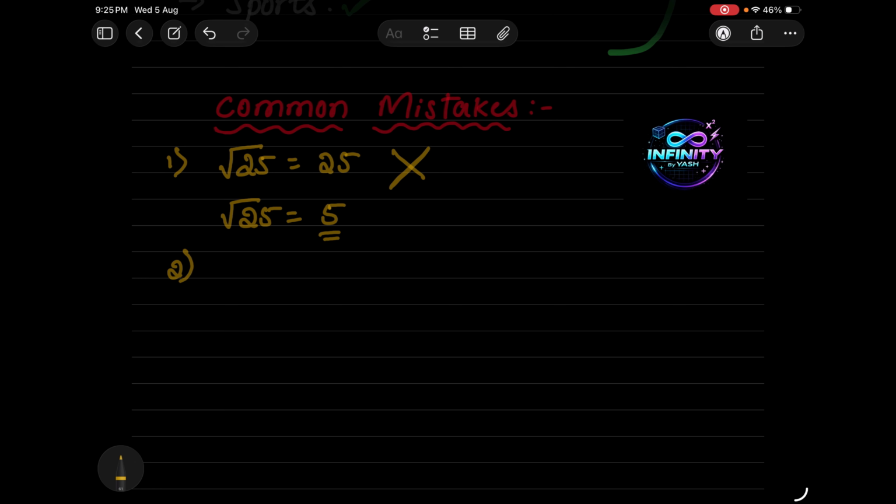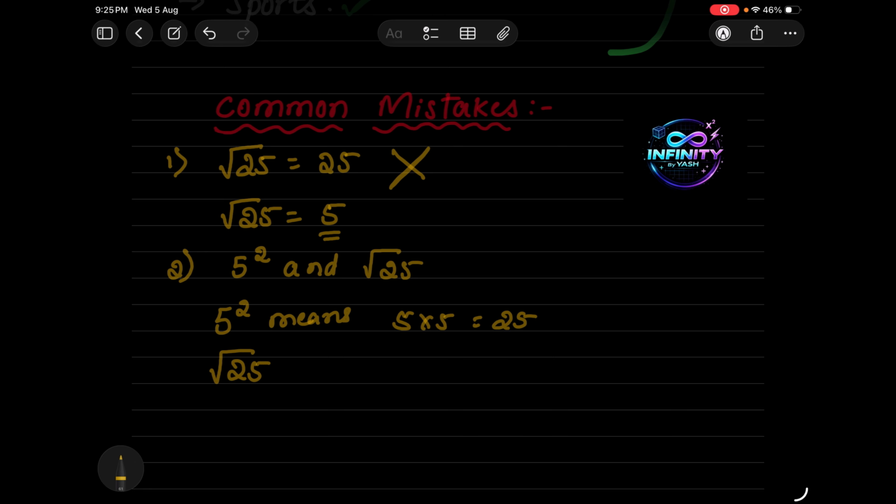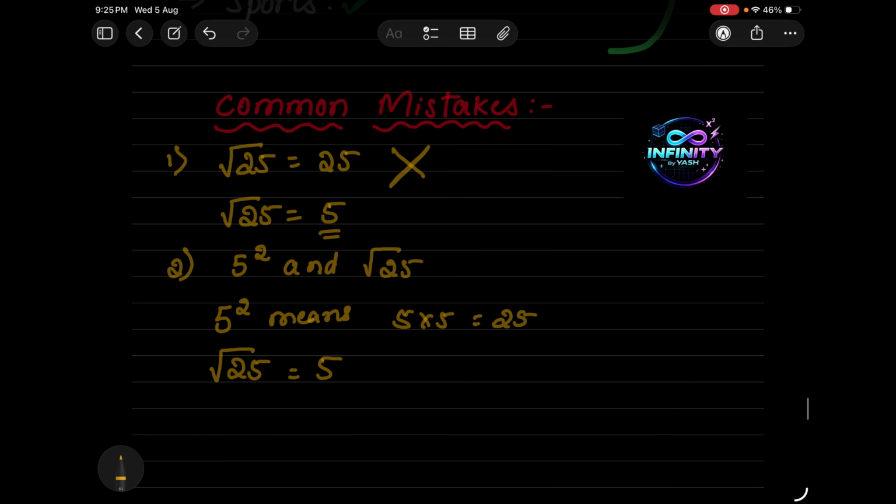The mistake number 2 is you usually confuse 5 square and square root of 25. Remember, 5 square means 5 times 5, which is equal to 25. Whereas square root of 25 asks what number gives 25 when multiplied by itself. The answer is 5 because on multiplying 5 by itself we get 25. So square root of 25 is 5.